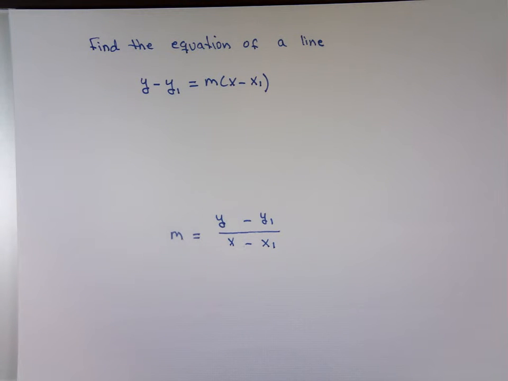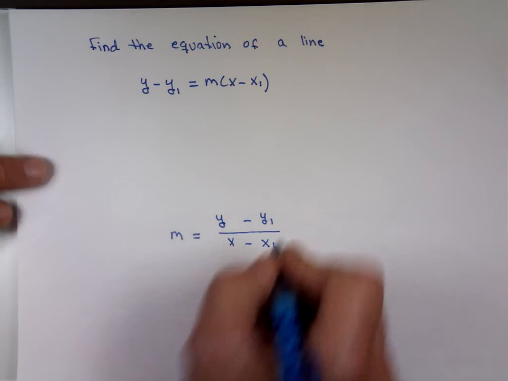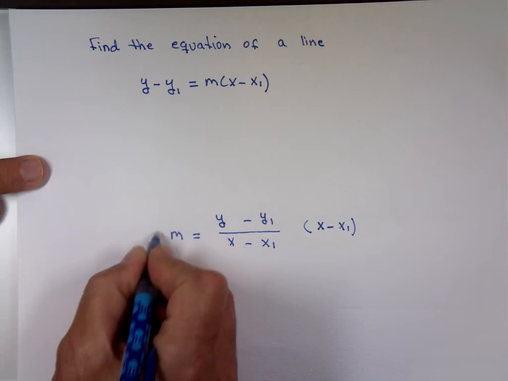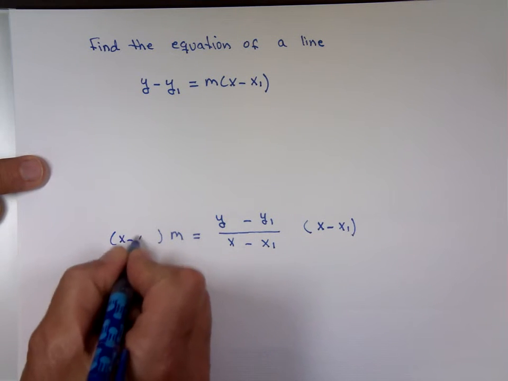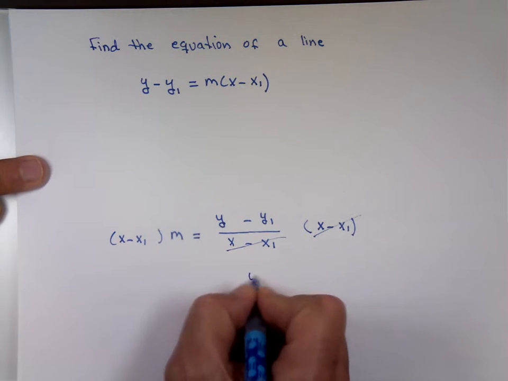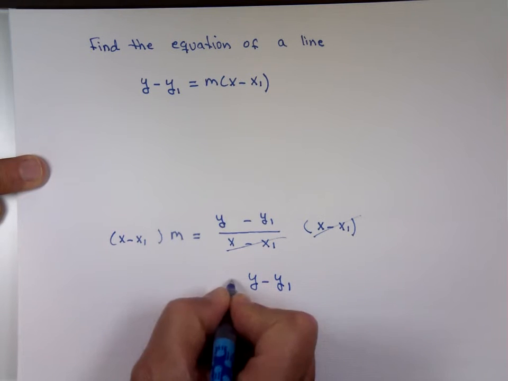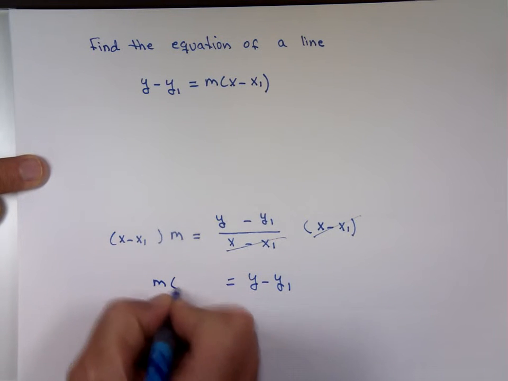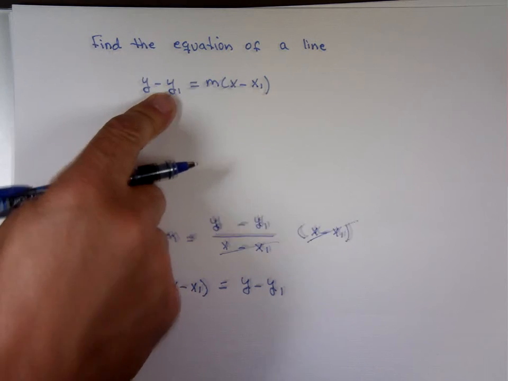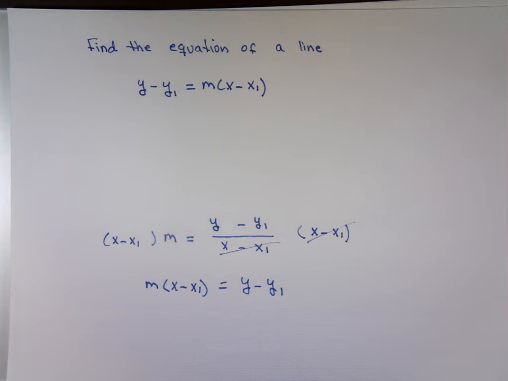Now, can I solve this to get rid of the fraction? What's the best way to get rid of the fraction here? You multiply both sides by what? x minus x1. So you end up with y minus y sub 1 equals m times x minus x sub 1. Isn't that this equation up there? So it's the same as the slope. We just played with algebra.